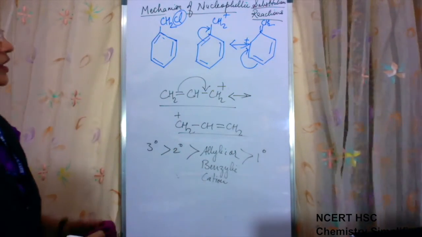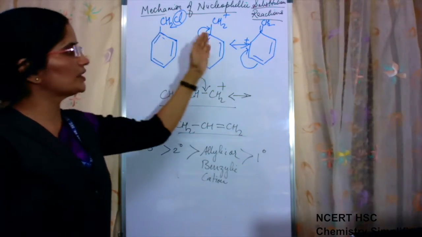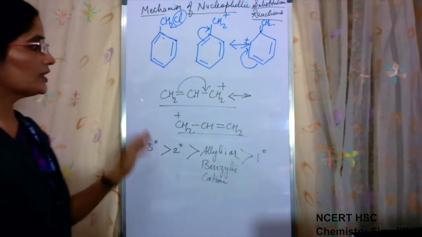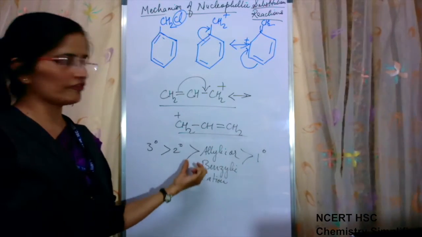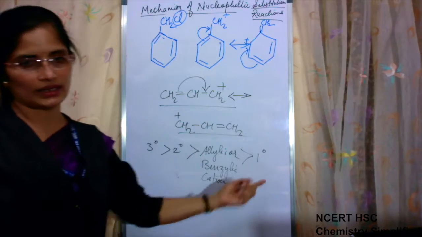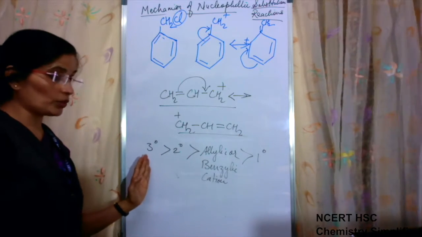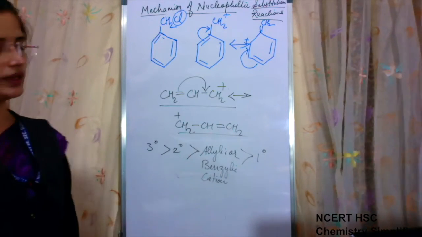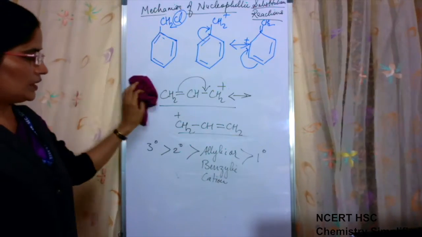That we don't need. We only should understand that whenever resonance structures are possible, they will always be more reactive for SN1 as compared to 1 degree. Not more than 3 degree and 2 degree, but more than 1 degree. Clear?